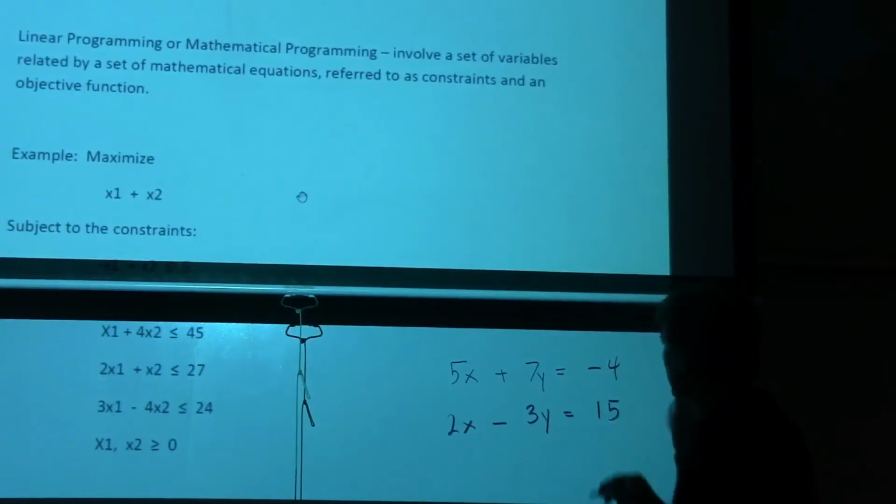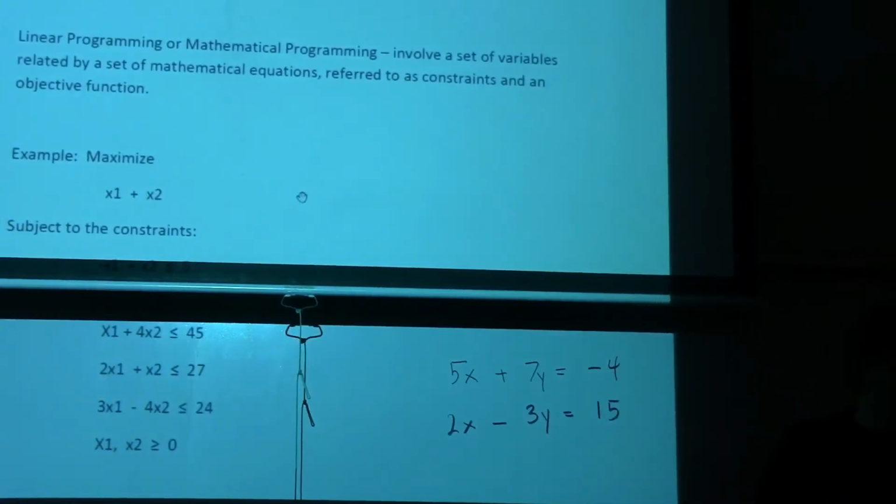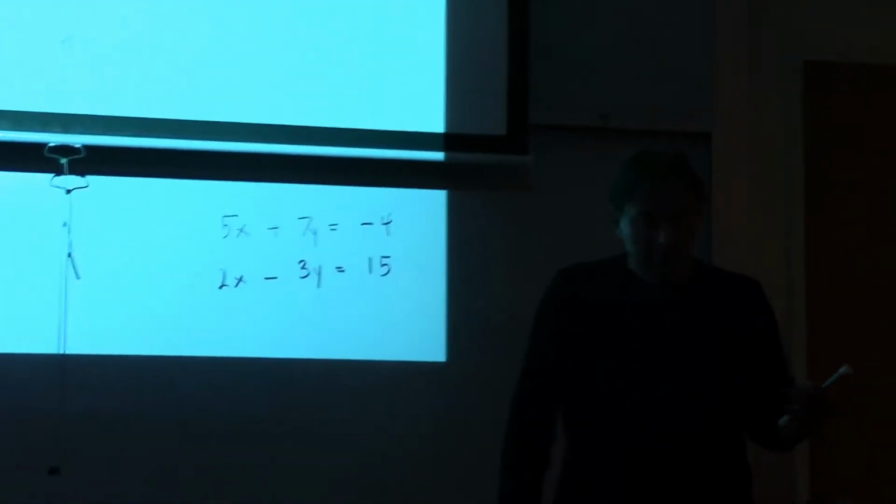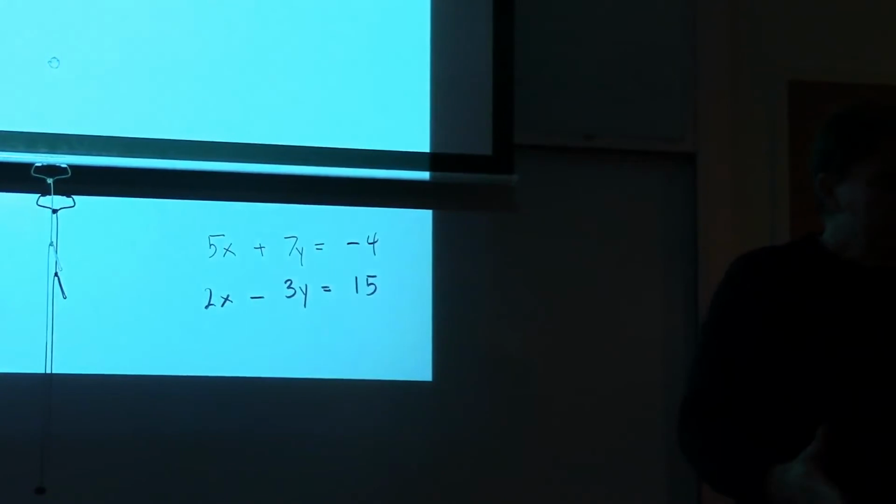Okay, so how many equations do I have? Two equations. How many variables? Two. Okay, so what we want to do is solve these. These are equations of lines. So basically, we're looking for a single solution of x and y.